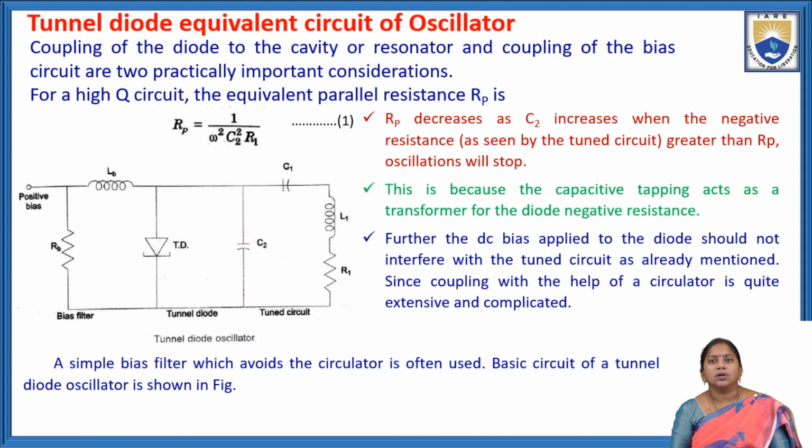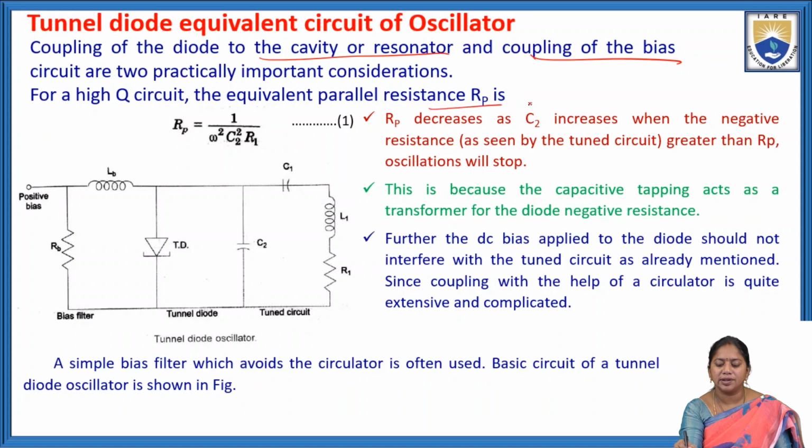Tunnel diode. Coupling of the diode to the cavity or resonator and coupling of the bias circuit are two practical important considerations. For high Q circuits, the equivalent parallel resistance is RP. So RP is the parallel resistance.